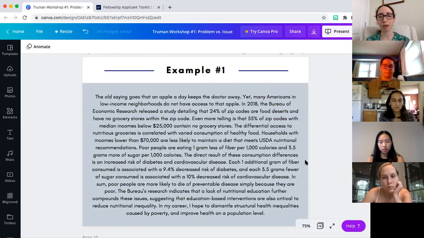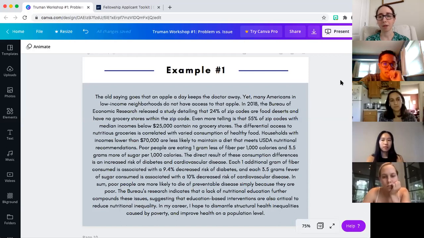Each 1 additional gram of fiber consumed is associated with a 9.4% decreased risk of diabetes, and each 3.5 grams fewer of sugar consumed is associated with a 10% decreased risk of cardiovascular disease. In sum, poor people are more likely to die of preventable disease simply because they are poor. The Bureau's research indicates that a lack of nutritional education further compounds these issues, suggesting that education-based interventions are also critical to reduce nutritional inequality. In my career, I hope to dismantle structural health inequalities caused by poverty and improve health on a population level.